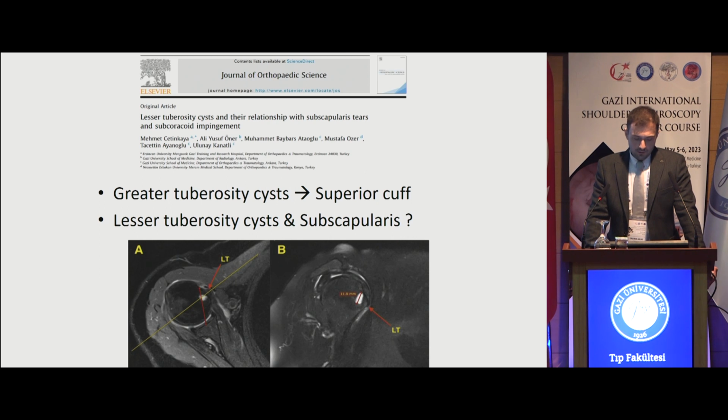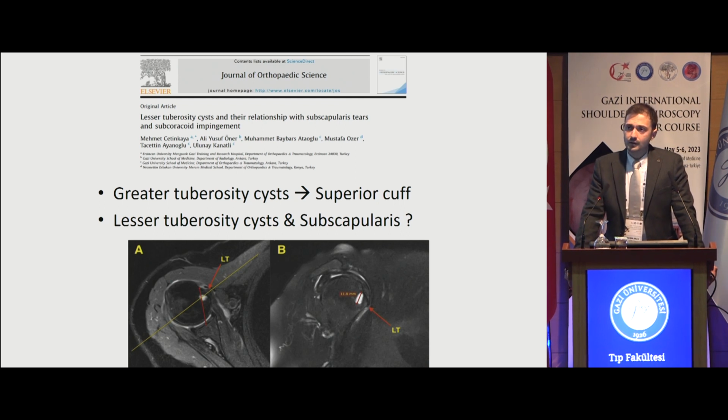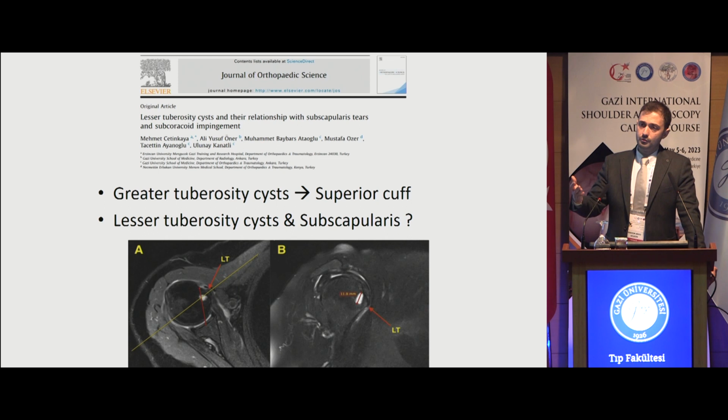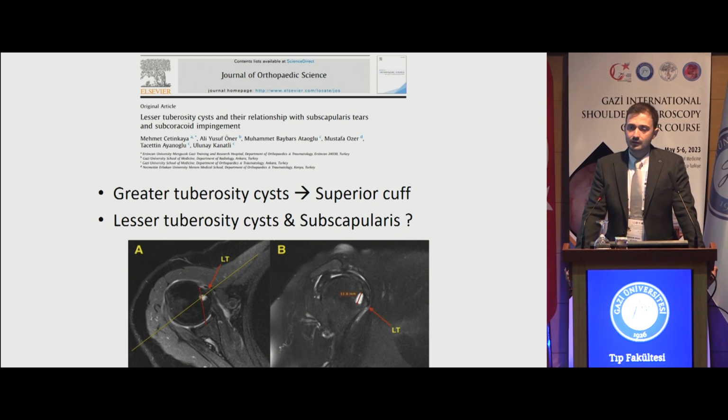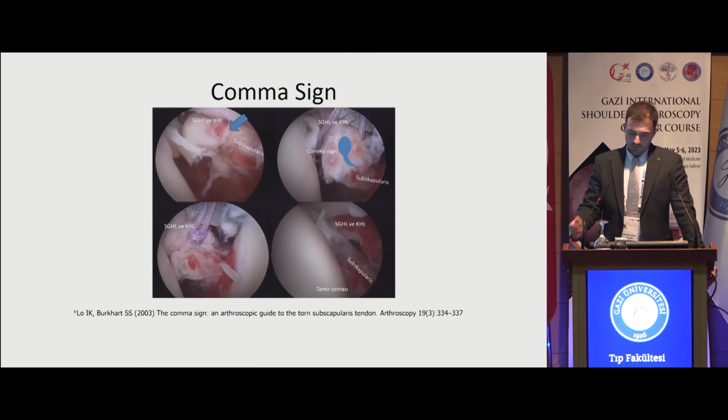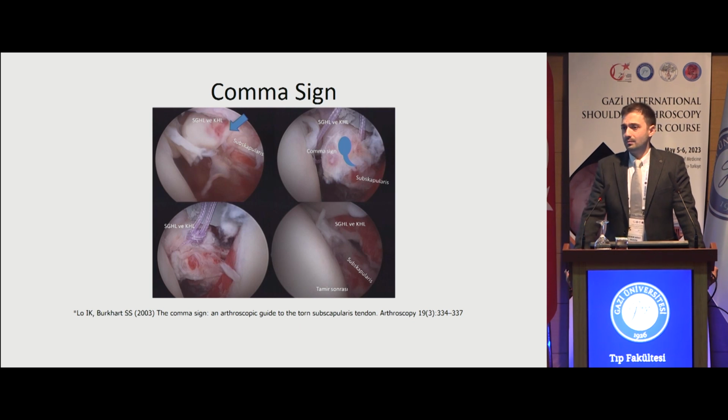Also by our team, there is a study published in 2016 or 19, I don't really remember, in which we examined the greater tuberosity cysts being related to superior cuff tears. We examined if the lesser tubercle cysts were associated with subscapularis tears, and we found a correlation. It can be a surrogate for diagnosis. But as I said, these diagnostic parameters before the operation typically leave much left to be enlightened.